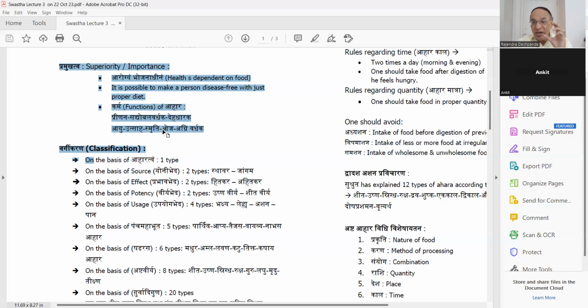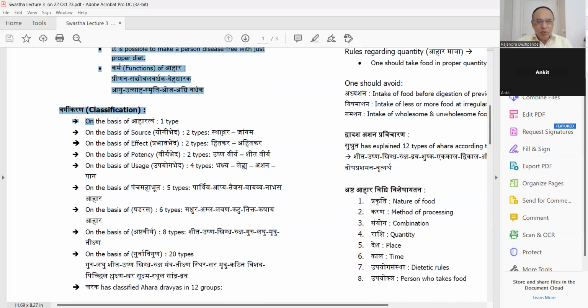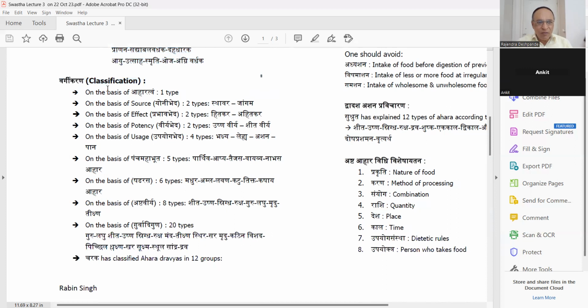Okay? So, Ayu, Utsaha, Smriti, Oj. Very important. Oj is related to immunity. Vyadhi, Pratikar, Kshamata. Agni Vardhak. Your metabolic process will be good. Liver will work very fine. Liver is the biggest factory in our body. Next. Slowly we will go further. I will mark for you.